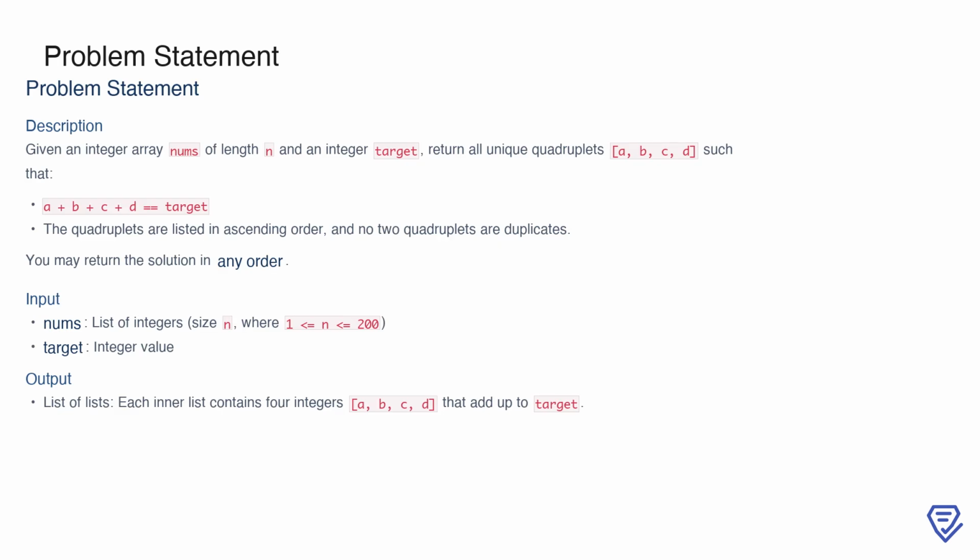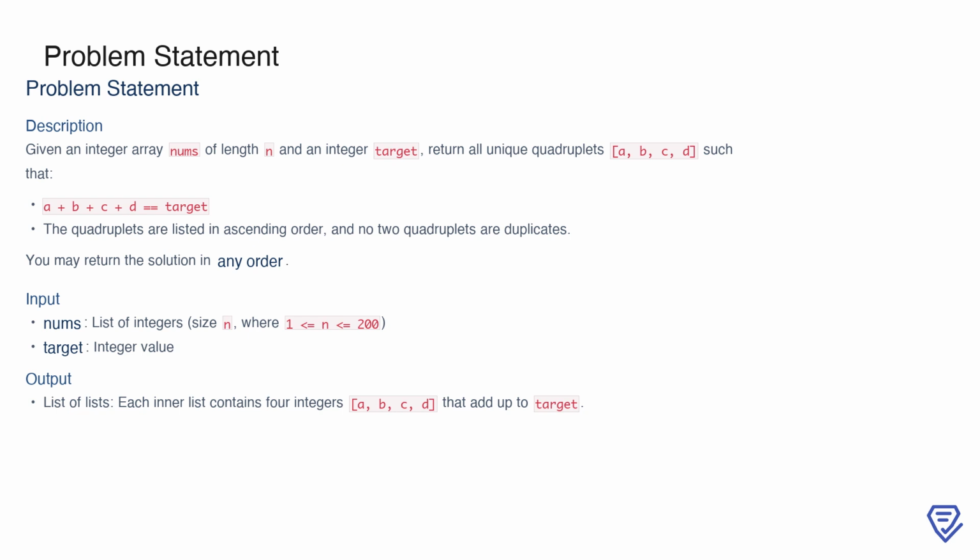Stay tuned! In this problem, we are given an integer array nums of length n and an integer target. The goal is to find all unique quadruplets A, B, C, D in the array such that their sum equals the target value. Specifically, the condition is that A plus B plus C plus D must equal target. Additionally, the quadruplets should be listed in ascending order, and there should be no duplicate quadruplets in the output. It's important to note that the final list of quadruplets can be returned in any order.